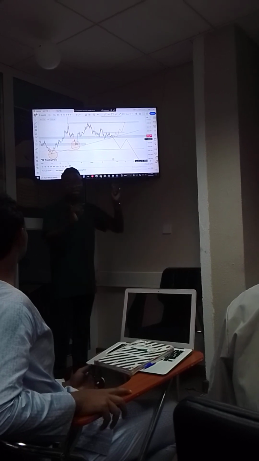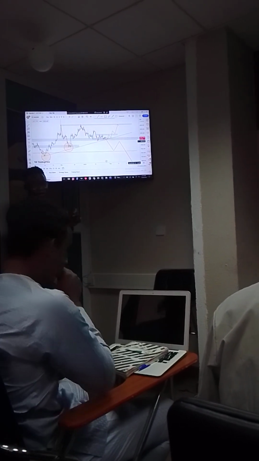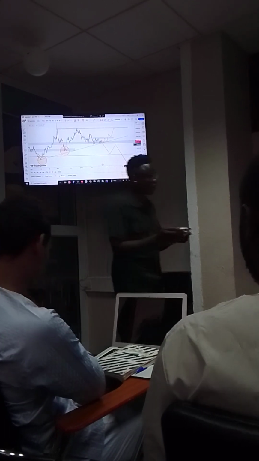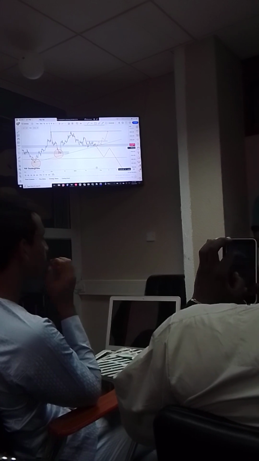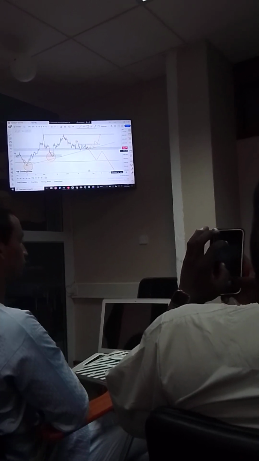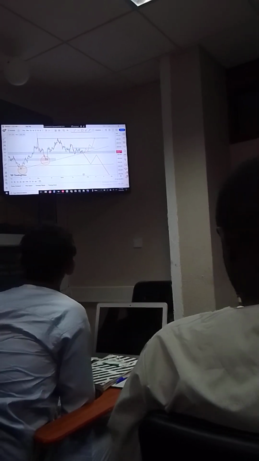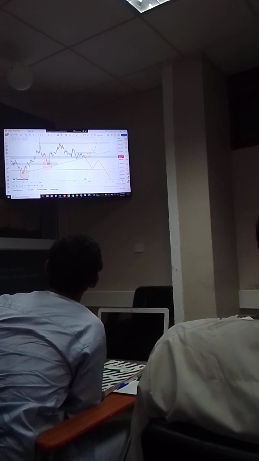So what you have to do is go to the lower time frame. That was a 4-hour candle. If you go to the 15-minute, this one 4-hour candle has how many candles in it? 16, isn't it? So let's disregard this. Let's go to the 15-minute candle and deal within this current candle.